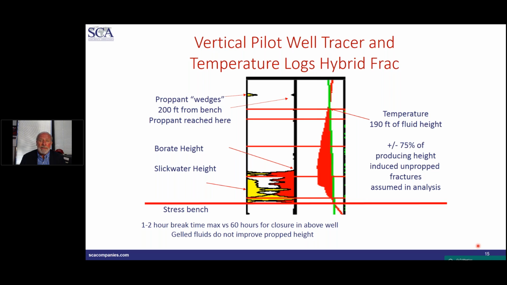So we've got one data point here. We know we're not producing out of just the propped height. Your recovery factors get ridiculous if you do that. We also know we're not producing from the entire bench, but this gives us a better bench.